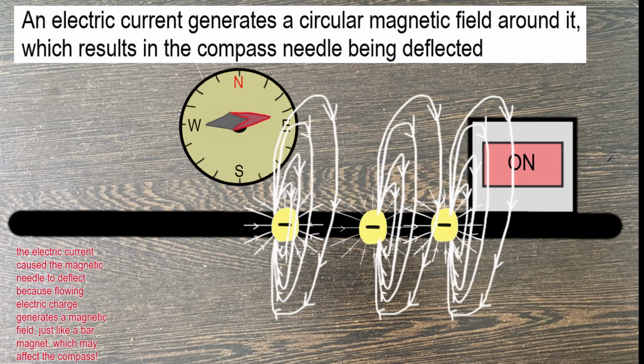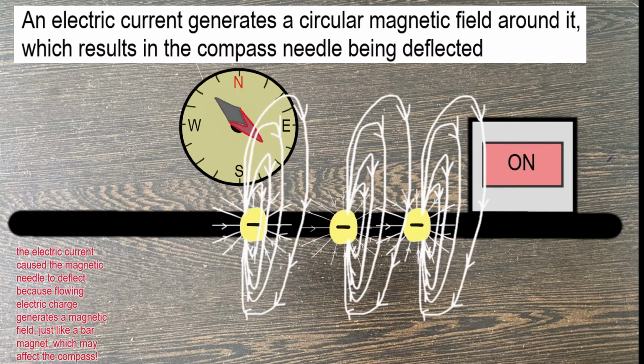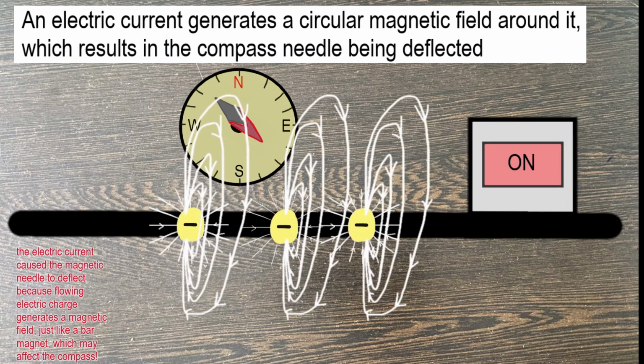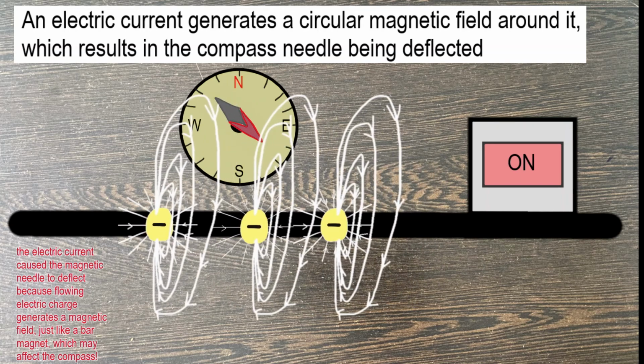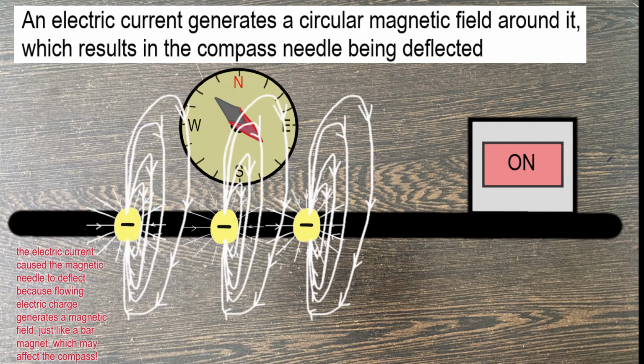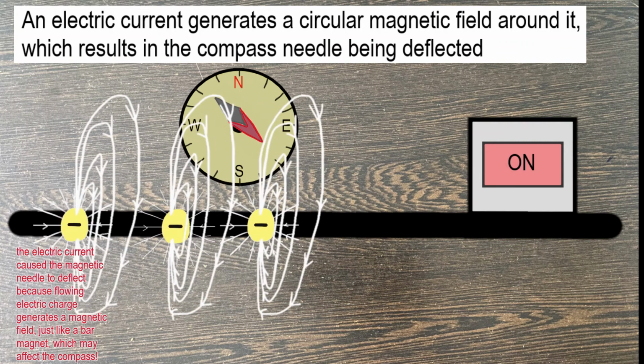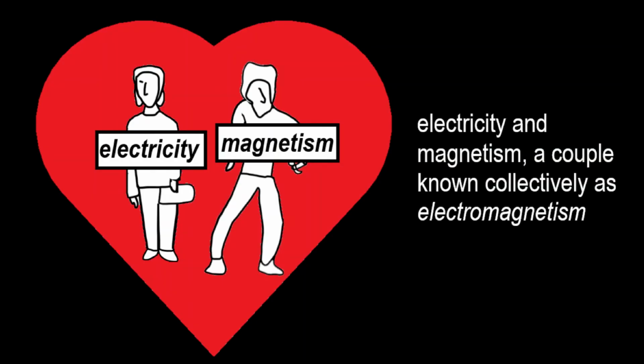After much probing, Ørsted came to the conclusion that the reason the compass was deflected by the current was because the current was generating a magnetic field just like the bar magnet. But the magnetic field lines are in concentric circles, with the wire at the center. So, it's undoubtable then. Electricity and magnetism are intertwined.